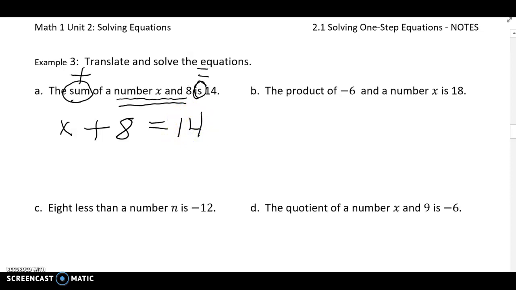All right, so there's our equation for part A. So now let's go ahead and solve it. Again, we're going to undo operations to isolate the variable. So we're going to subtract 8 from both sides. We have x is equal to 6.